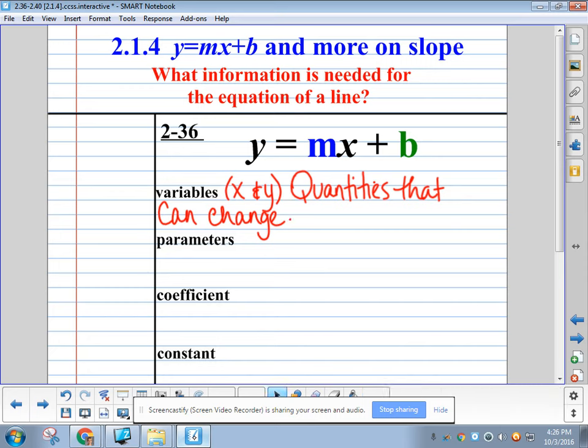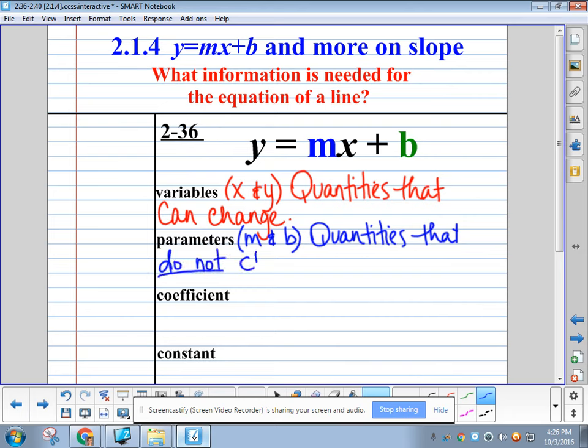Parameters are a different thing. In this case, parameters are m and b. These are the numbers in your equation that are there for every instance. They are the quantities that do not change in a situation. For any given relationship where we have the equation y equals mx plus b, m and b are going to be the same for that relationship no matter what x's and y's we choose.